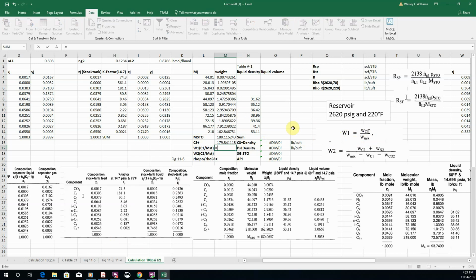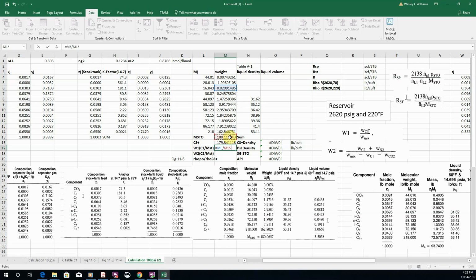So W1 is equal to the methane concentration divided by the mixture.